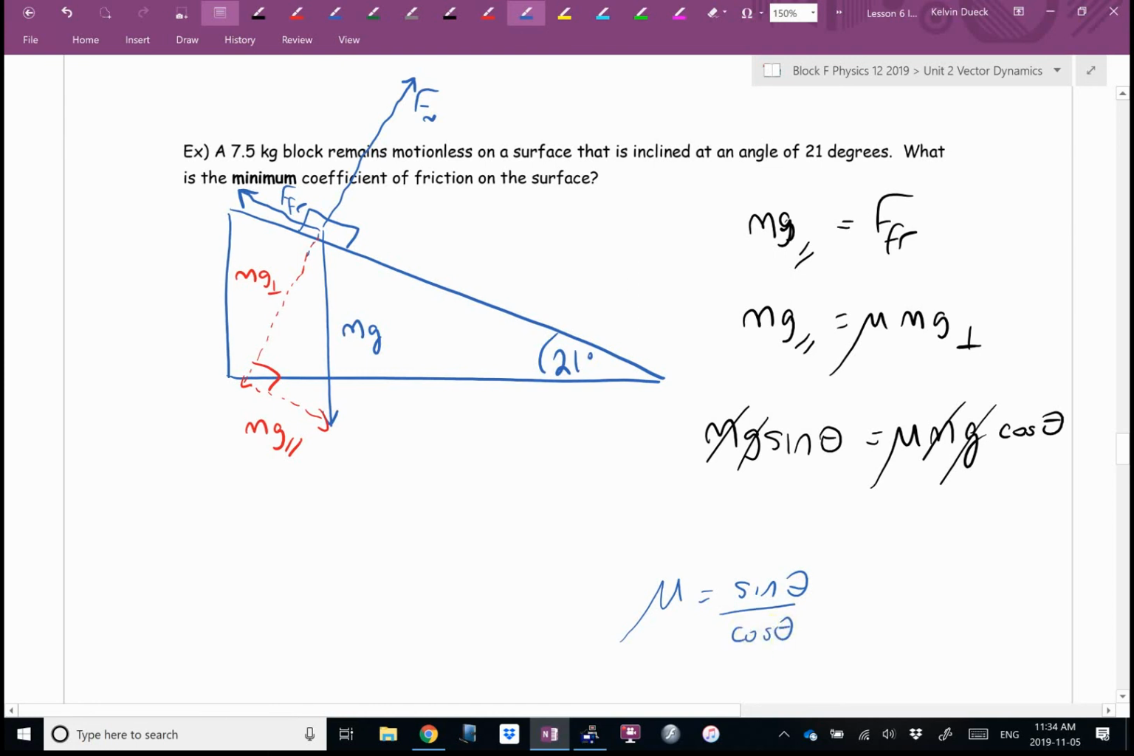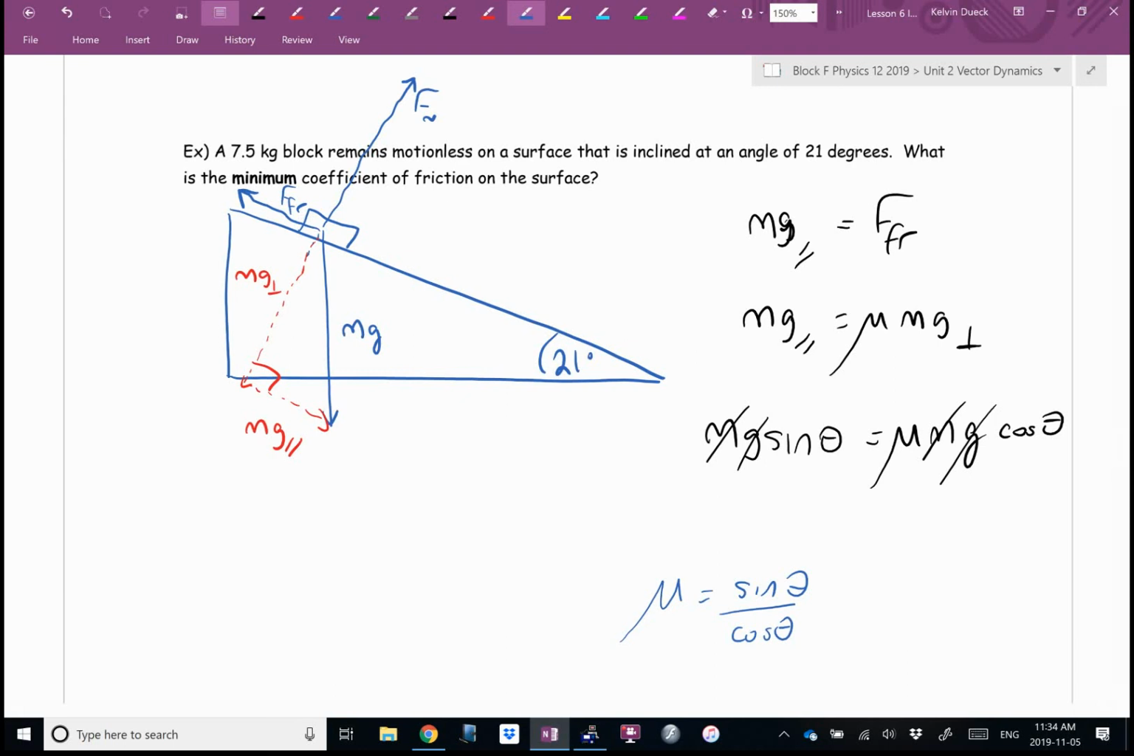Now, the fact that the g's canceled, here's what that means. This would also work on the moon. If you had Star Trek teleportation technology and you beamed this to the moon, it would still stay at rest. Or if you beamed it to Mars, or if you were near a black hole, it would still stay at rest. It doesn't matter what the gravitational field strength of whatever planet you're on. So we've actually found something kind of universal.